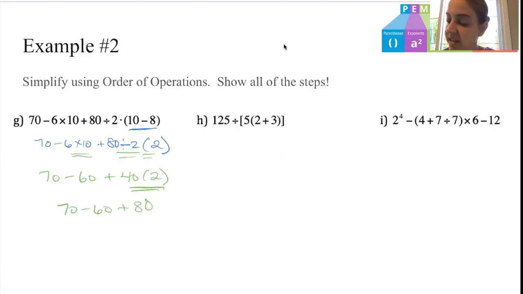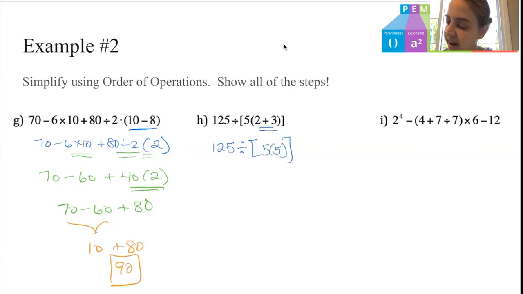Now we have addition and subtraction. Again, we're left to right. 70 minus 60 is 10 plus 80 is 90. For the next set, keep working in those parentheses. Brackets work just like parentheses, by the way. 25 divided by 5 times 5, because 2 plus 3 is 5. Work on the inside. 5 times 5 is 25. 125 divided by 25. And then division. 125 divided by 25 is 5.